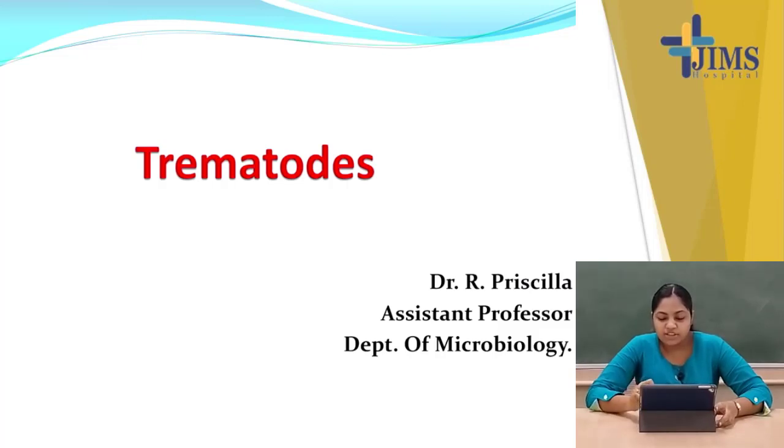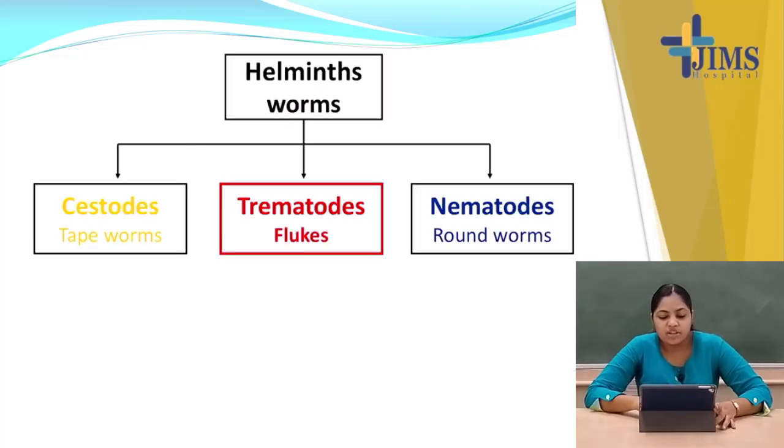So coming to today's class, there are different types of helminths. You all know about trematodes, nematodes and cestodes. Today we will discuss trematodes. Cestodes are tapeworms, trematodes are flukes, and nematodes are roundworms. Today I am going to focus on trematodes.